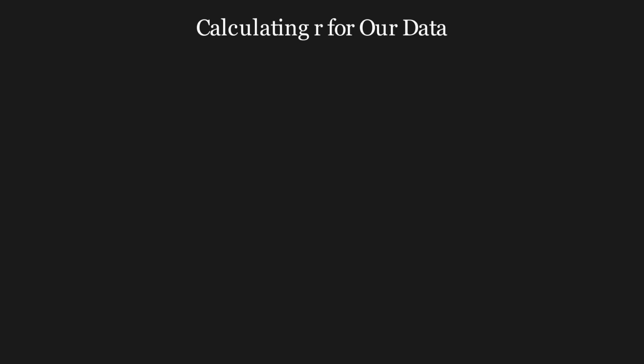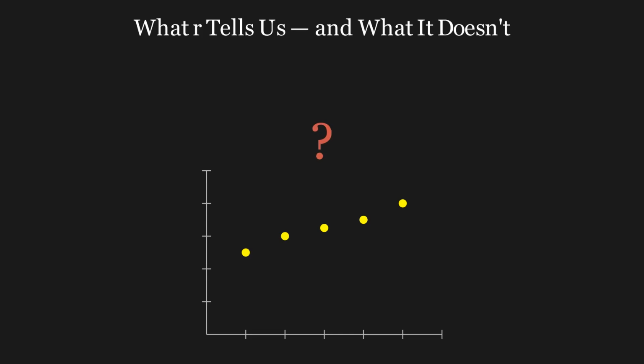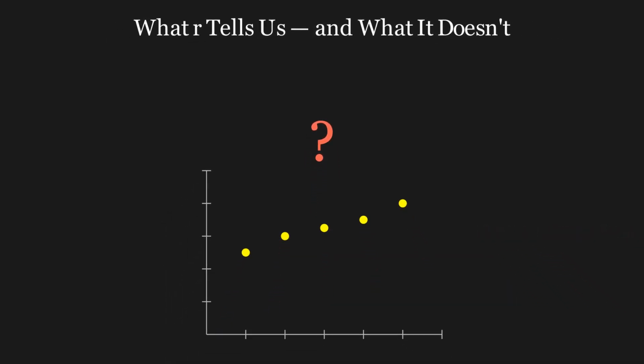10 times 500 is 5,000, and the square root of 5,000 is about 70.7. So our correlation is 70 divided by 70.7, which comes out to about 0.99. An R of 0.99 is about as strong and positive as real data ever gets. These two variables are moving together almost perfectly. But here's the catch, and it's the whole point of this video. Correlation only tells you that they move together and how strongly. It never gives you a formula to actually predict a score from a given number of study hours. For that, we need regression.